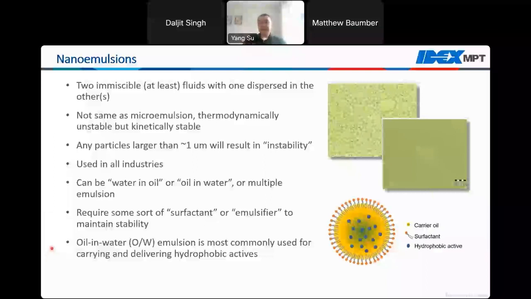I would say by far, oil-in-water emulsion is probably the most commonly used because of its ability to carry and deliver hydrophobic actives. A lot of actives, especially functional cosmetic ingredients, are water insoluble, so you would need a carrier oil to achieve encapsulation and delivery of those ingredients.